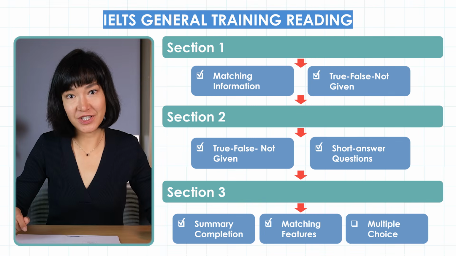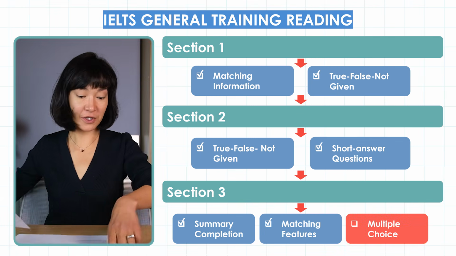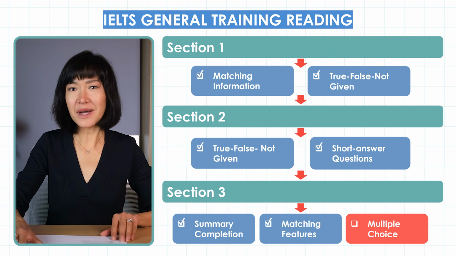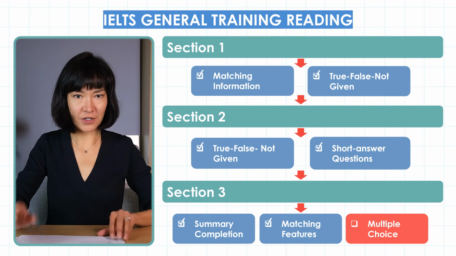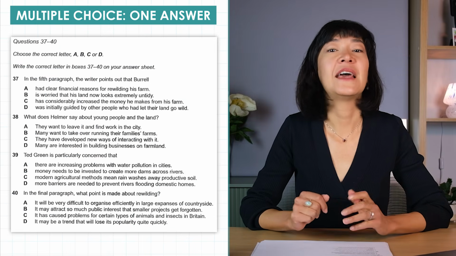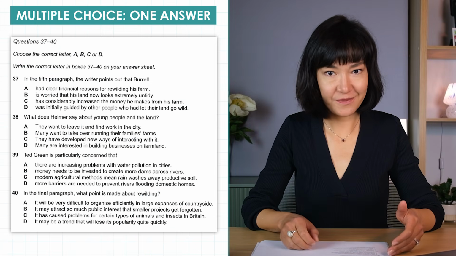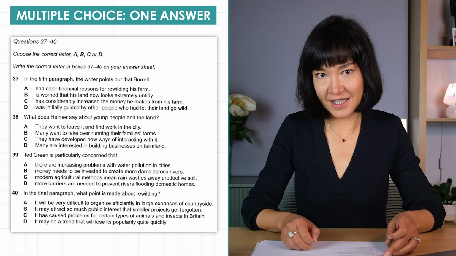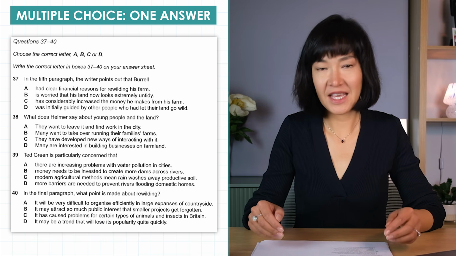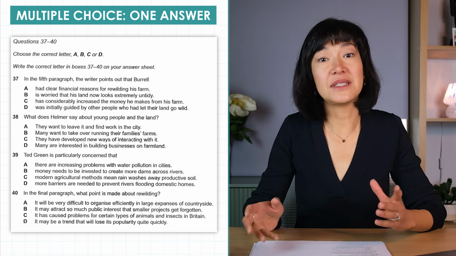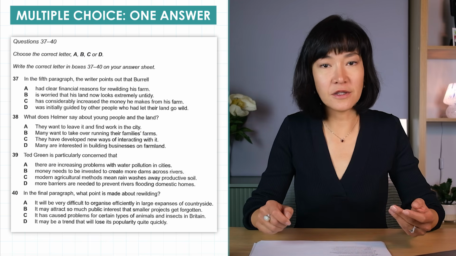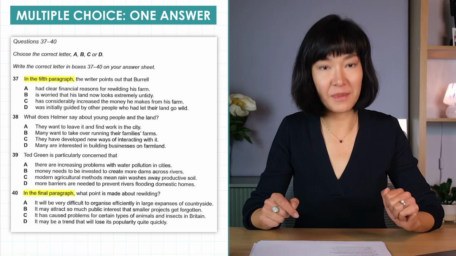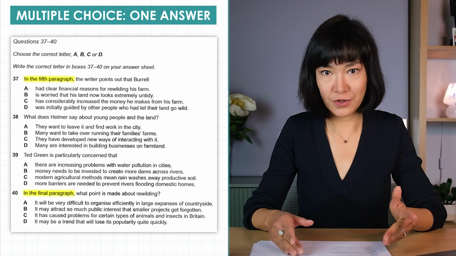Now, the next question type is multiple choice, and we do find it in almost every test. It can be quite tricky, so let me show you how to find your answers. So first, let's have a look at the questions. You're given a question and 4 options, A, B, C, D. 1 is correct. Sometimes the questions themselves tell you where to find your answers, for example, in the 5th paragraph or in the final paragraph. Others don't.